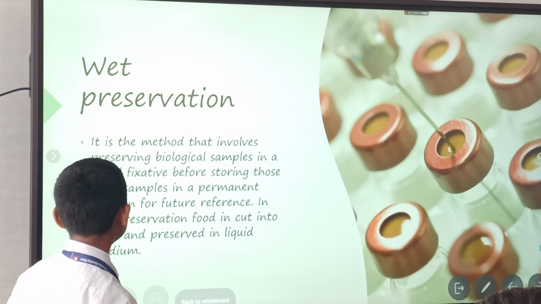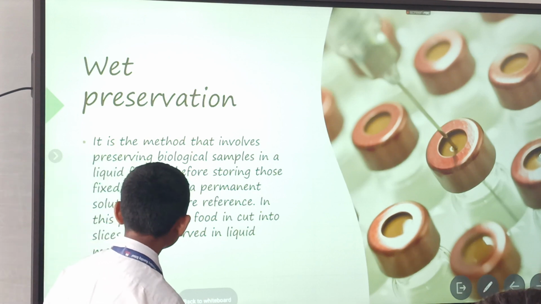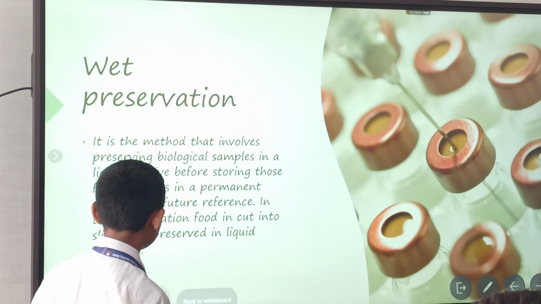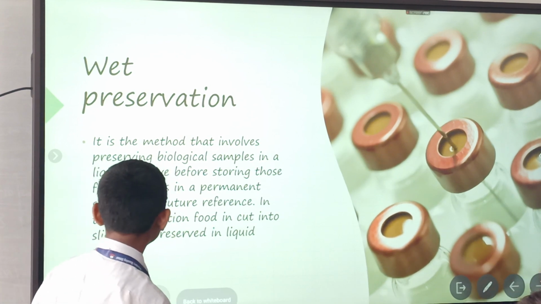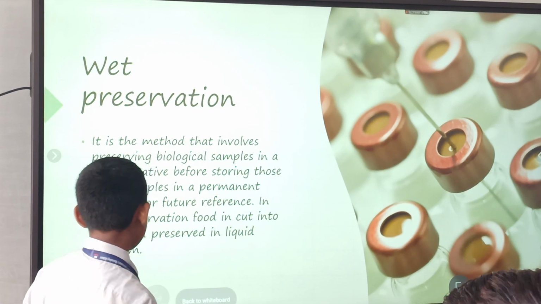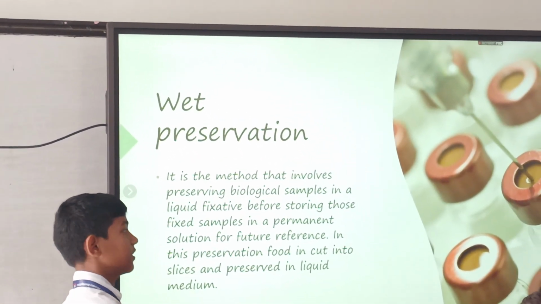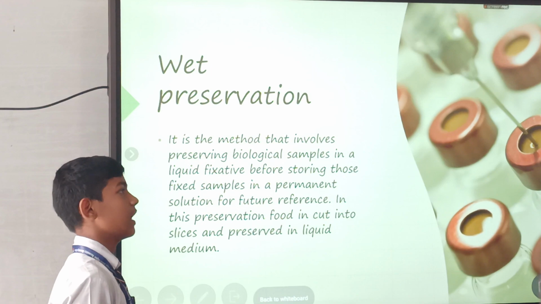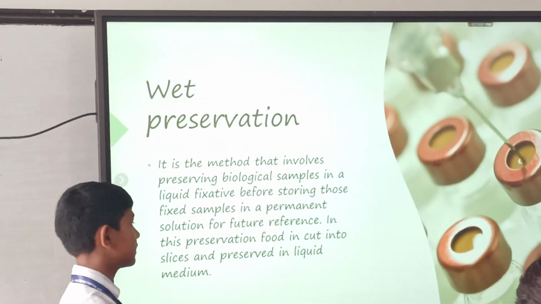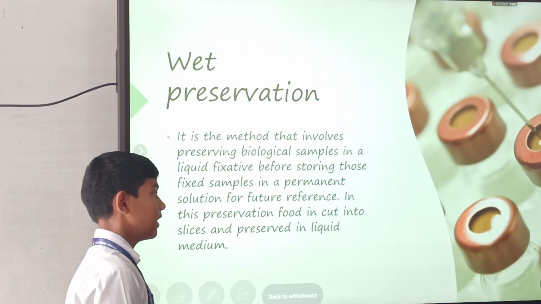It is the method that involves preserving biological samples in a liquid fixative before storing those fixed samples in a permanent solution for future reference. In this preservation, food is cut into slices and preserved in a liquid medium. Wet preservation is the method of preservation in which food is not kept in direct sunlight, but is cut into slices and kept in the liquid medium, so the liquid medium creates an acidic environment.